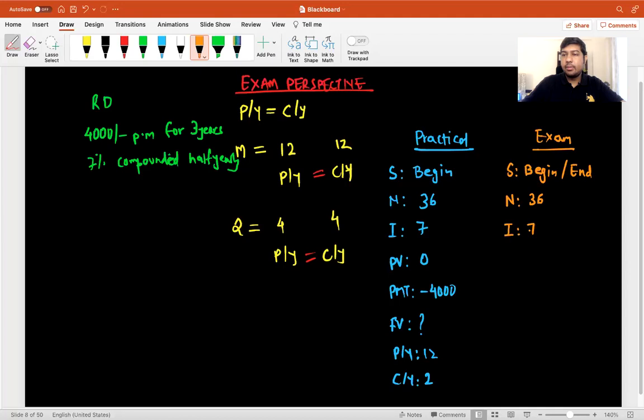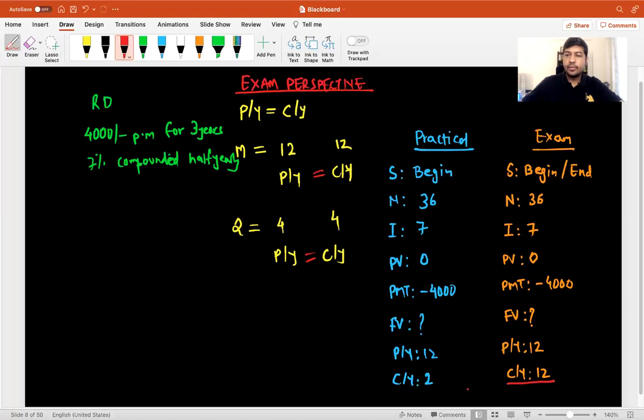I will be the same, the annual nominal return of 7%. PV is 0. PMT is minus 4,000. FV you need to calculate. Payment per year is 12. And here compounding per year is also 12. This is from an examination perspective. Like I told you, whatever number you put in P/Y, the same number you put in C/Y.